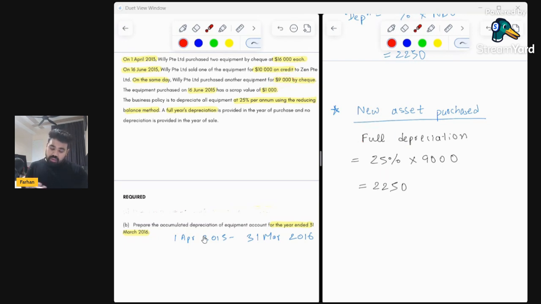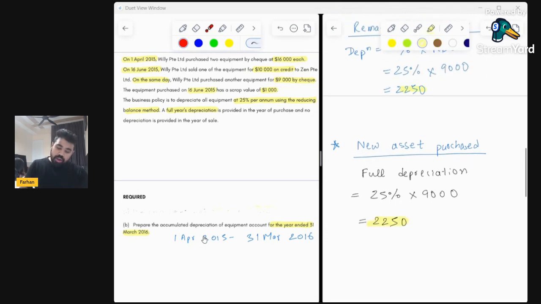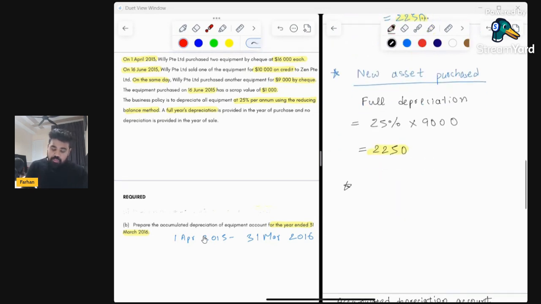So that gives us a depreciation for this new asset to be also $2,250, okay? All right, so if my question to you is, what is the total depreciation expense in the financial year, which starts on 1 April 2015 and ends on 31 March 2016, the 12 months of concern?